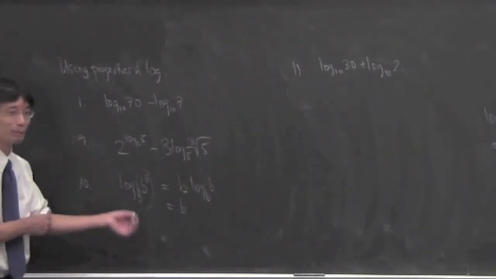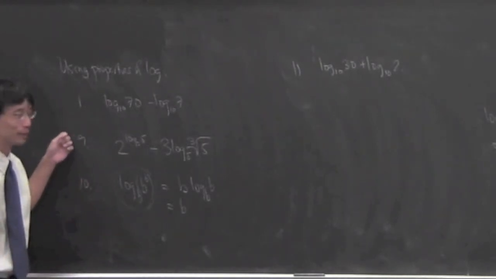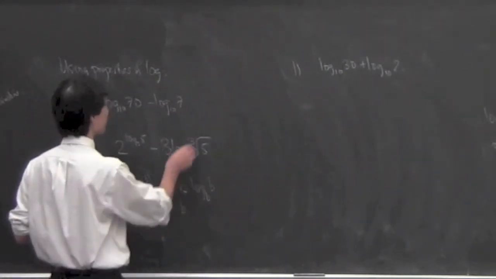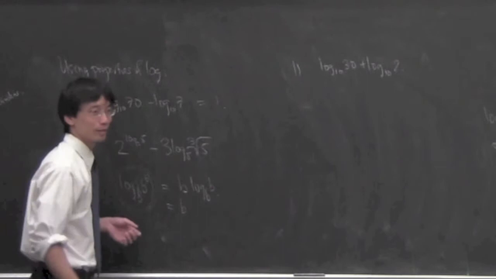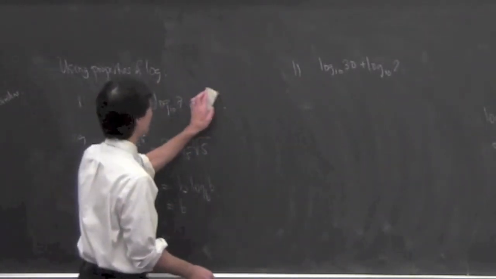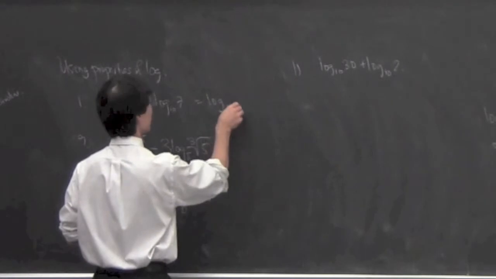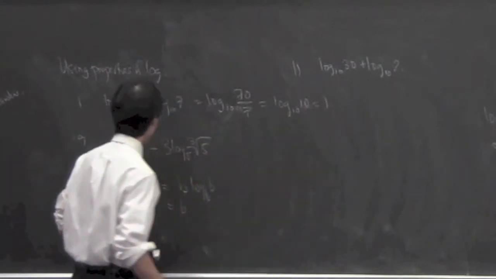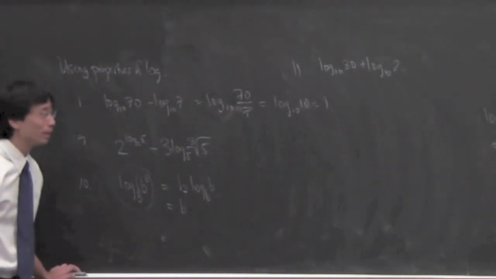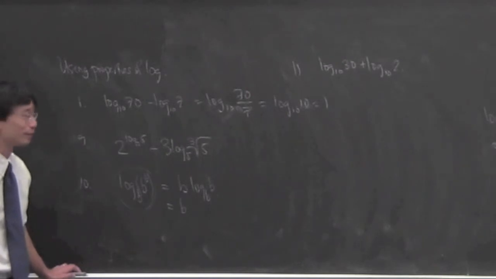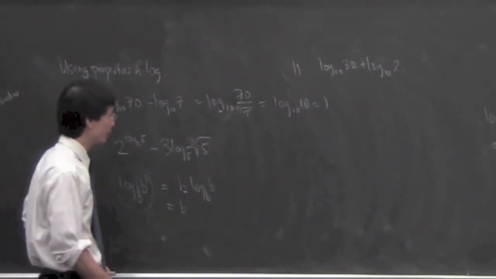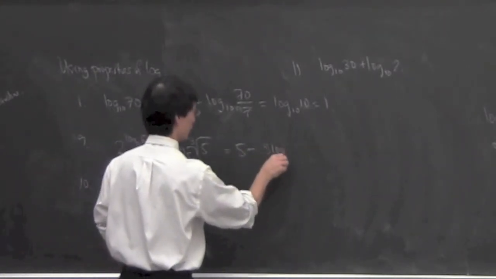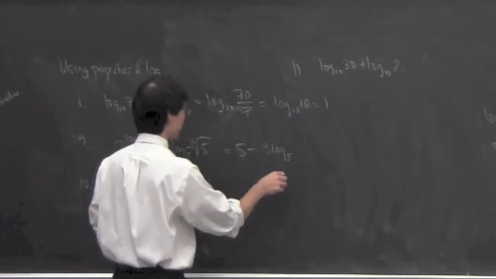Number one, yes. It's log base 10 of 70 over 7, which is log base 10 of 10, which is 1. Okay. And the second one would be 5 minus log base 3 of 3 to the, well, the 3's would cancel, so it'd be log base 5 of 5, which is 1, so it'd be 4.